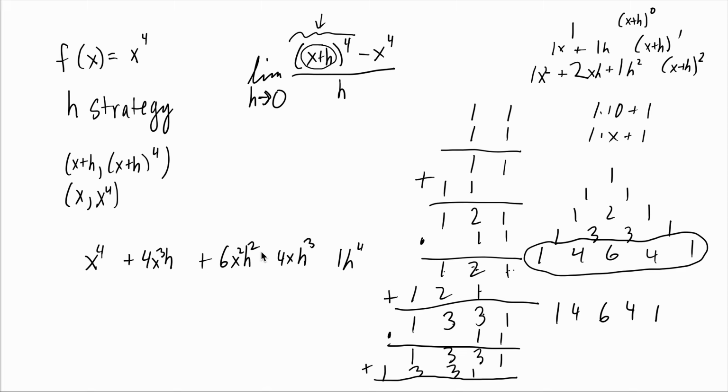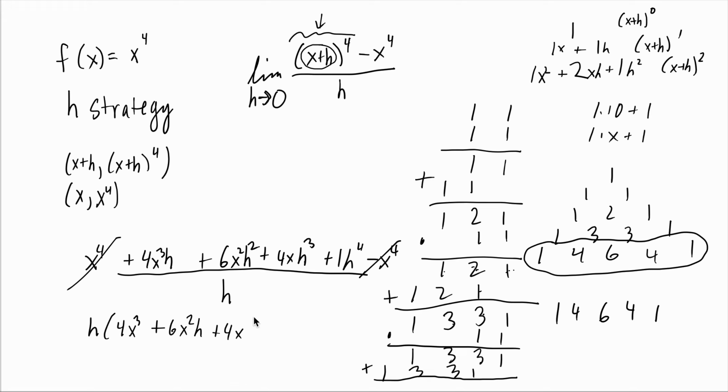So really, we just multiplied this out completely. Now, if we were distributing and stuff, we might have to combine like terms a number of times to get these coefficients, 4, 6, 4, but here, this is what we have. And then we're subtracting off an x to the 4th. Notice that cancels. This is all over h. So you could factor an h out of the top: 4x cubed plus 6x squared h plus 4x h squared plus h cubed all over h. And we're taking a limit as h approaches 0.